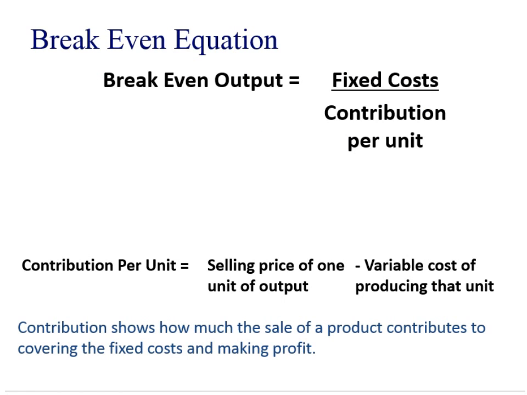Your other method of working out is the equation. So this is the equation: break-even output equals fixed cost divided by contribution per unit, and contribution per unit is just the selling price of one unit minus the variable costs of that unit.